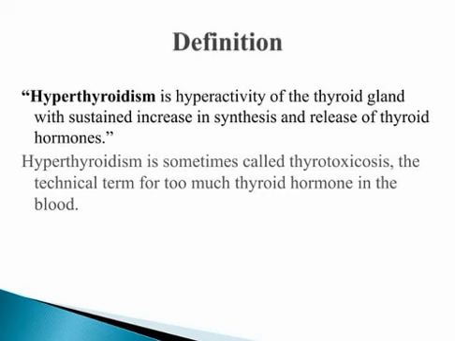Here it is also known as thyrotoxicosis, which is a technical term for too much thyroid hormone in the blood. So hyperthyroidism is also known as thyrotoxicosis. Toxicosis also refers to having too much of something present in the blood. So thyrotoxicosis is a technical term which shows too much thyroid hormone in the blood.